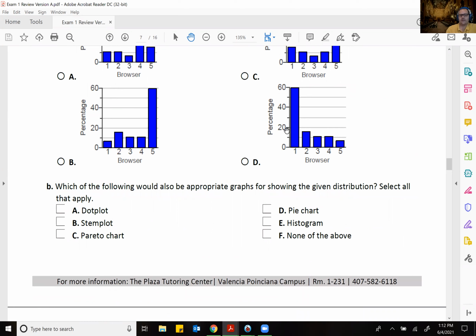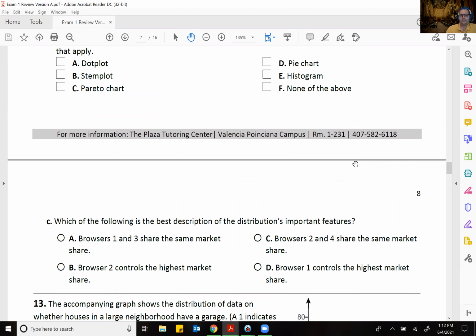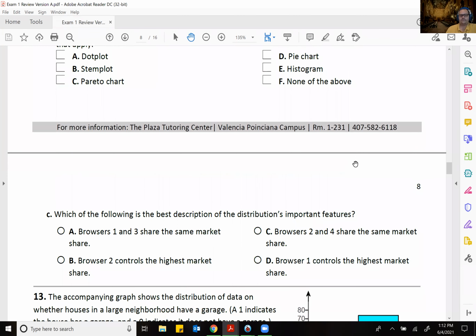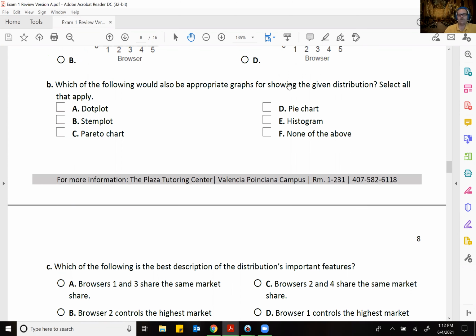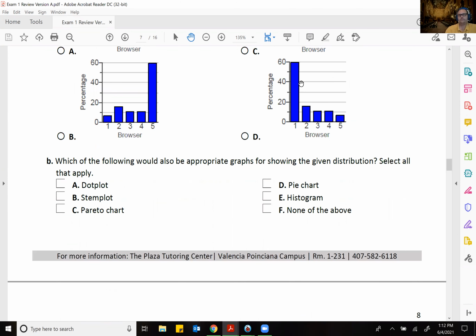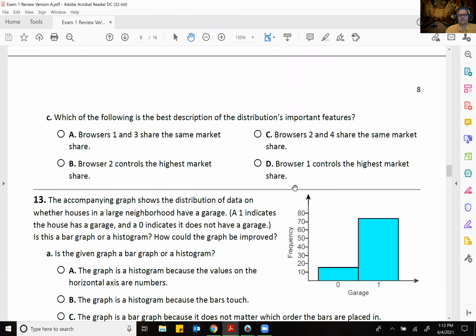That's what it looks like. There's what we're saying: D. Browser 1 controls the highest market share. That's right. Whatever company Browser 1 is, they're killing it. And that's what we got down here. That's the only answer that makes sense.